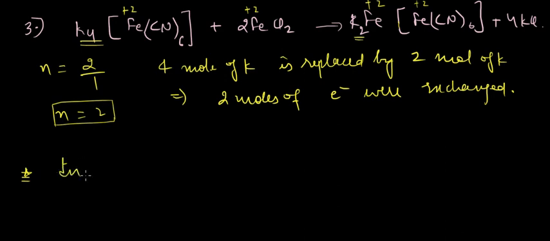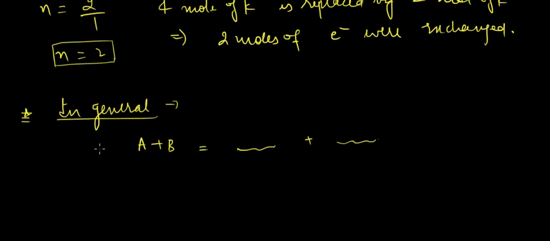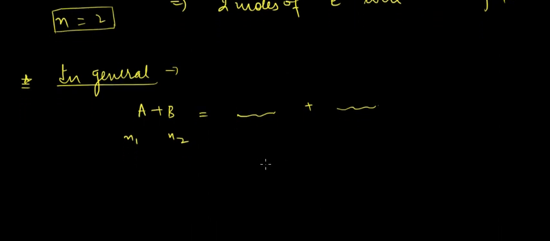Now let's say in general what actually happens, that A plus B, let's say, forms some compound here plus some compound here, and n factor for this is n1 and this is n2. So in the balancing of the reaction, what actually happens is we have balancing of this type, something like n2 times A plus n1 times B gives this compound plus this compound. This is the general thing which we observe.